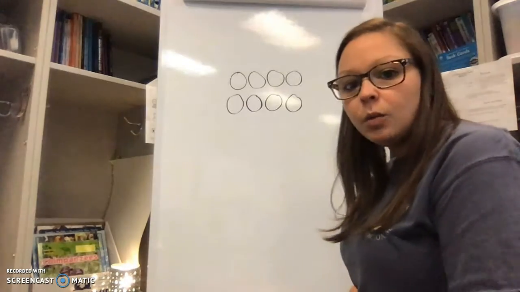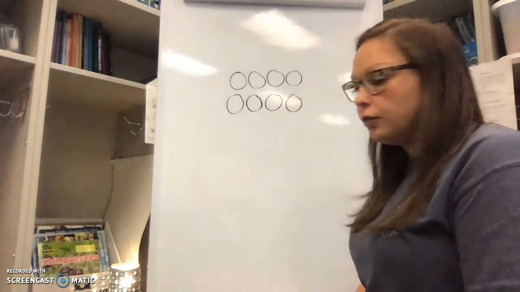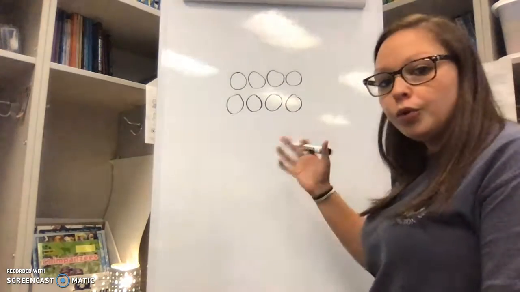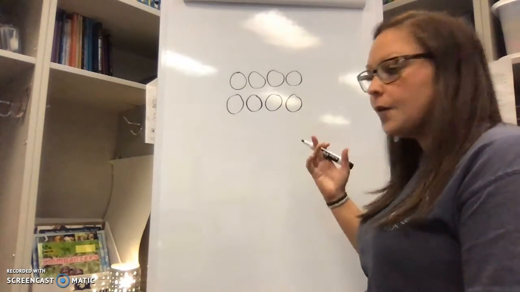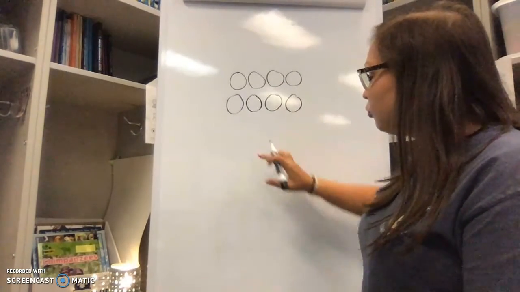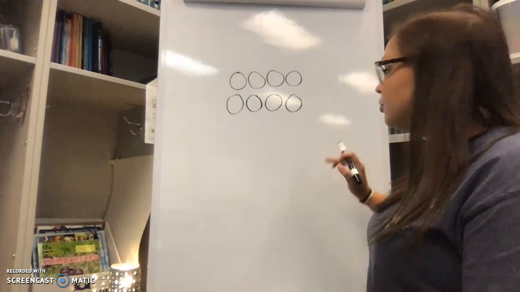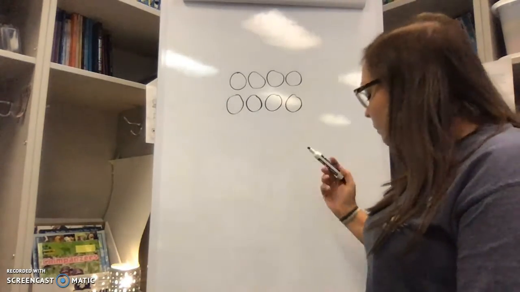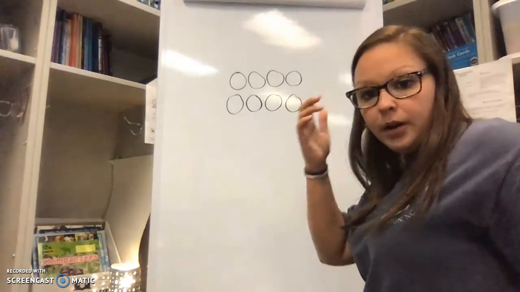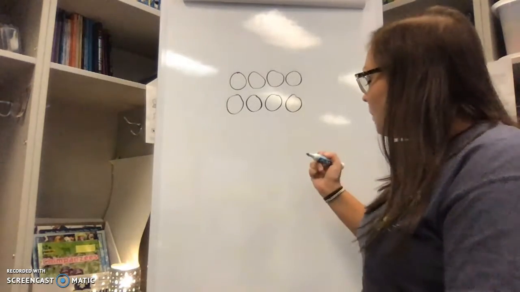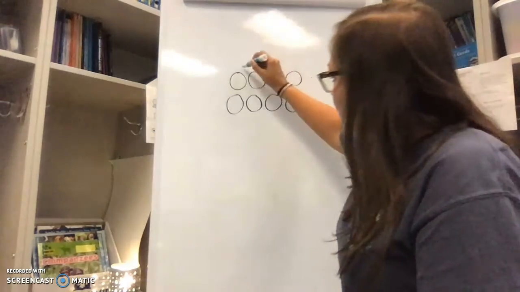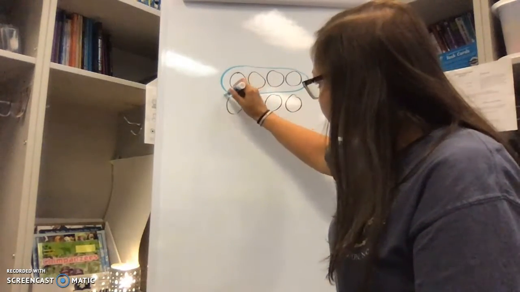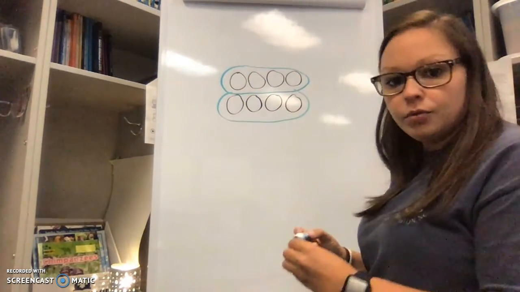So after looking at some of your work, I realized that we need to go back over arrays. Arrays are just a way that we can group objects to count them easier. Here I have an array, and I want to create a repeated addition sentence for this. I'm going to do it this way because this is how my brain works and it's easy for me. I'm going to group them by row. So I have one row and I have two rows.